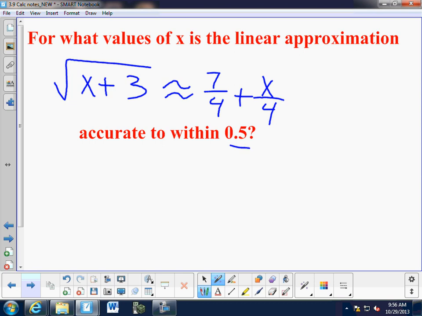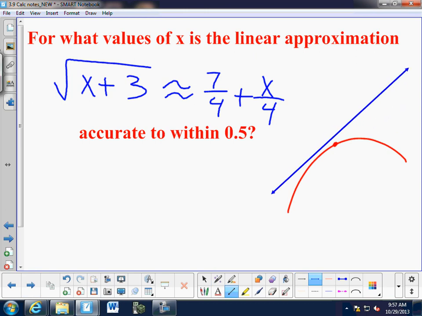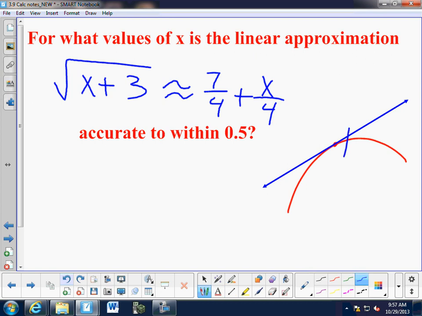Now think about what a curve and a tangent line looks like. And I talked about this a little while yesterday with you. Let me try that one again. Okay. Does it make sense that as long as you're close, the blue line and the red curve are going to be close? But if you get too far away, they're not very close. The blue line is no longer a good estimate of the curve.